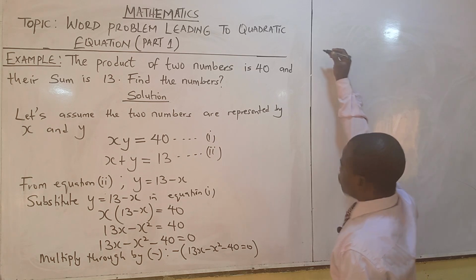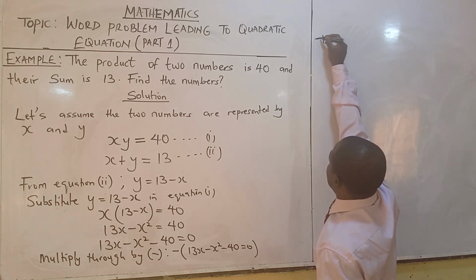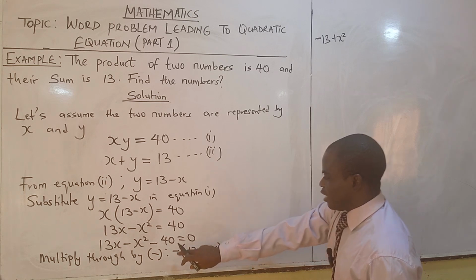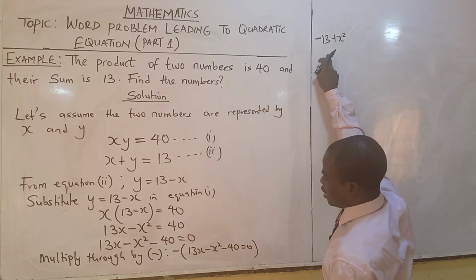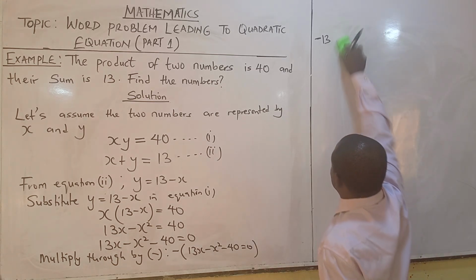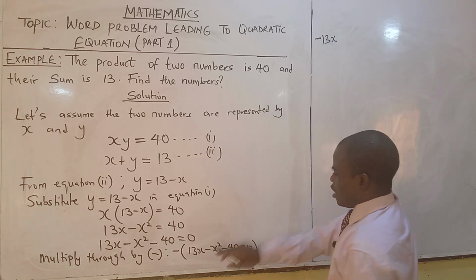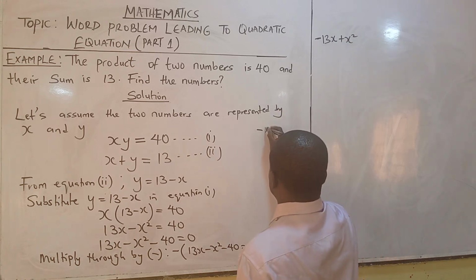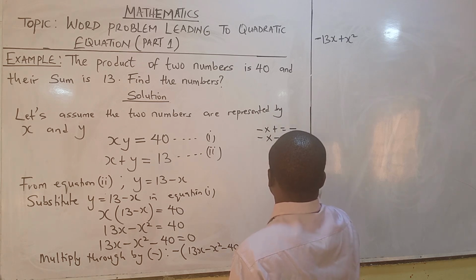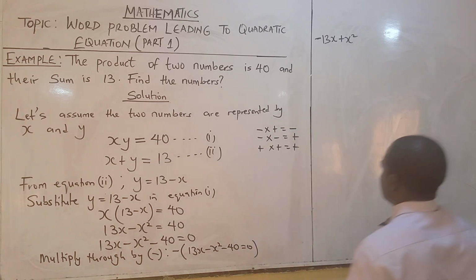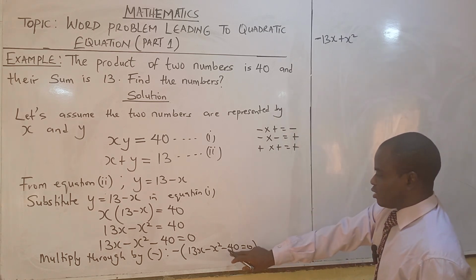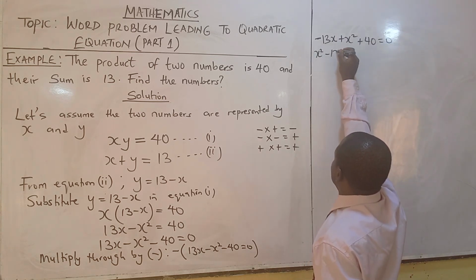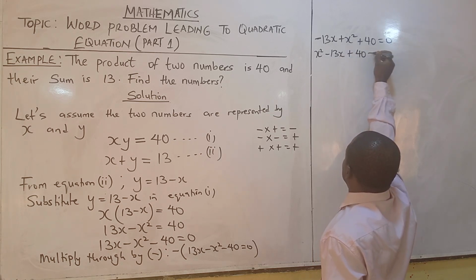When you multiply it, negative times 13x gives us minus 13x, and negative times minus x squared gives us plus x squared, because negative times positive gives negative, negative times negative gives positive, and positive times positive gives positive. Okay, that is what we must know. Negative times negative 40 gives us plus 40 equal to 0. Let's rearrange it: x squared minus 13x plus 40 equals 0.